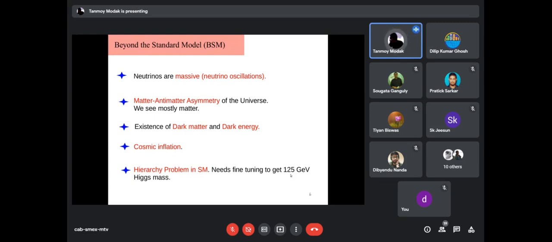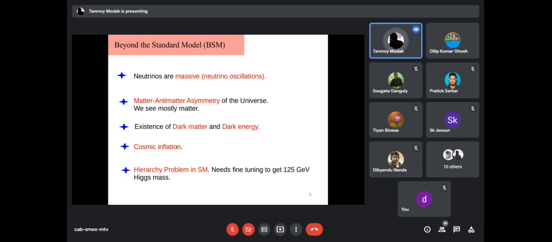So these are some of the motivations and some of the observations that we have made over the years, for which we think that the standard model is not an ultimate theory. We need a more complete theory to explain nature. All right, so today my focus would be mostly the matter-antimatter asymmetry of the universe, and at the end of the talk, I'll just briefly touch upon cosmic inflation.